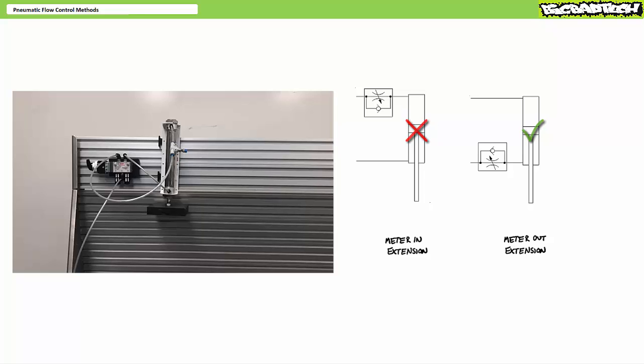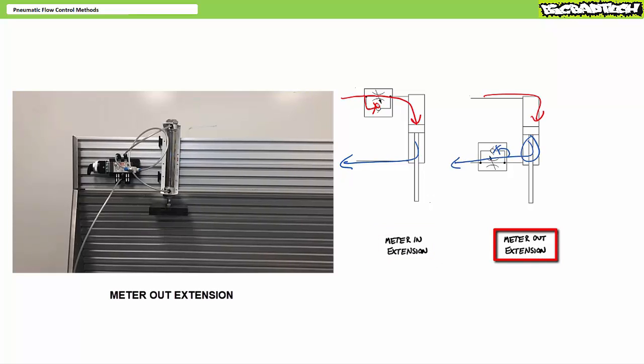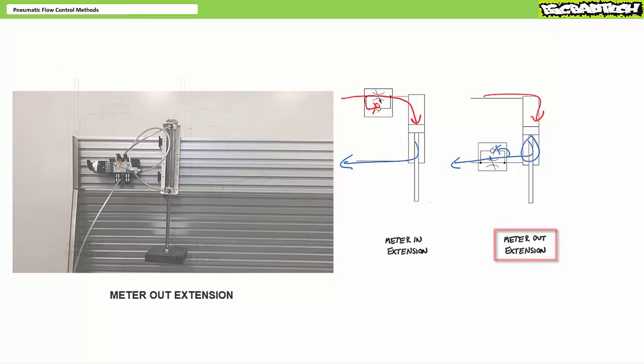Allow me to demonstrate. A meter-in extension does control flow entering the cap end, however with no restriction on the rod end, as soon as the rod end is exhausted to atmosphere, the load slams to the ground and breaks into 1,000 tiny pieces. Let's try meter-out. In contrast, a meter-out extension configuration keeps a cushion of air trapped in the rod end supporting the lifted load. The tighter the restriction, the slower the rod end drains and the slower the descent. Again, when in doubt, meter out.